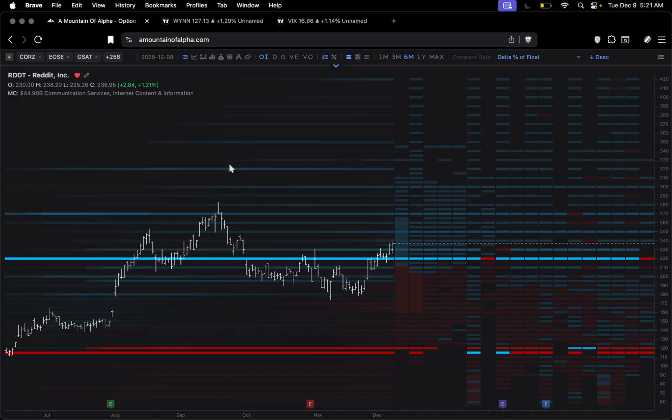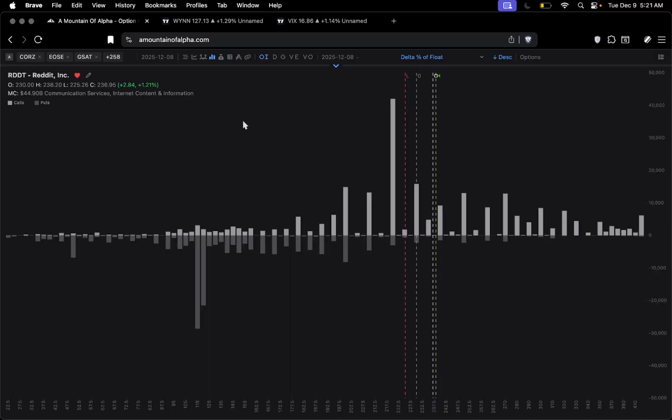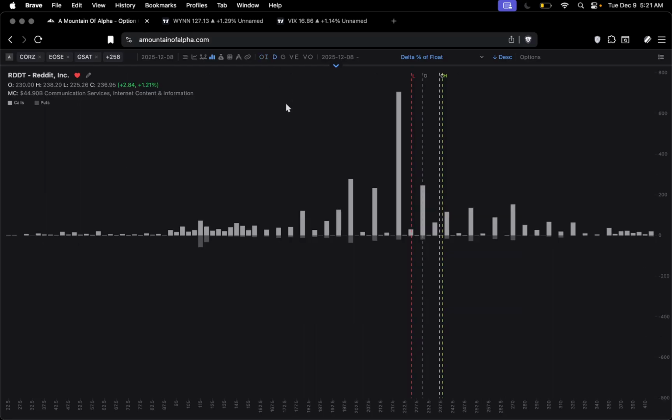Hey, there's Reddit. Look at that. See? But look at all that. Look at all those calls, man. I don't know if I would trade down to that 120. There's just way too much overhead calls in this. 12,000 at 280. That's got to be a ton of delta sitting there. Yeah, this is all strong delta.